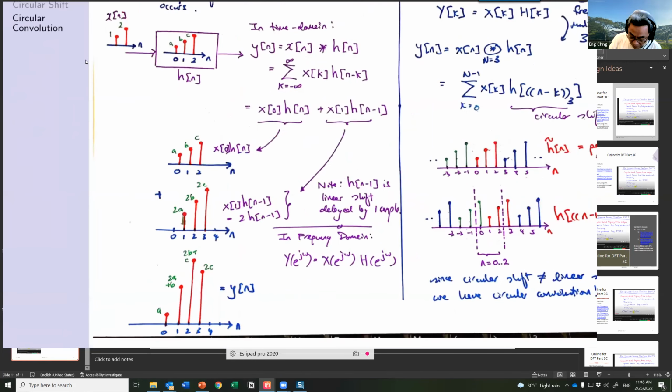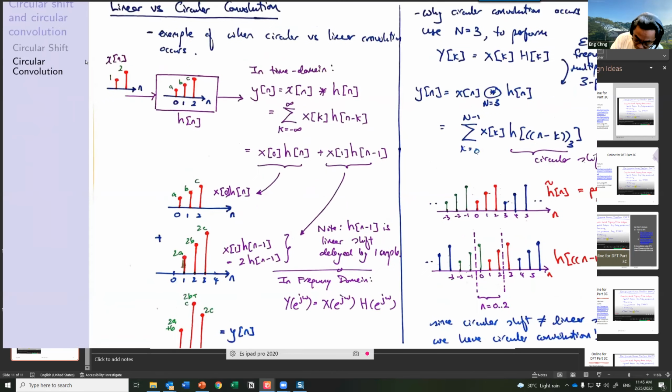I have input that is 1 and 2 being sent into a filter that is A, B, and C. And of course, we want to perform a convolution to get Y. First we write the convolution equation, X is convolved with H, and we know how to solve this. In fact, this is quite trivial because we only have 2 points.